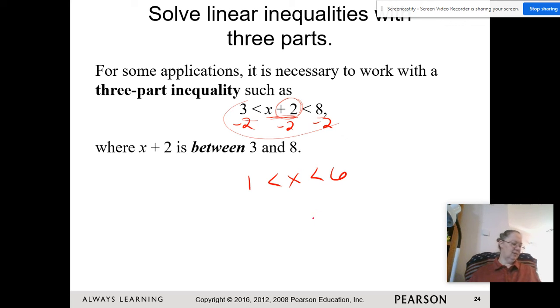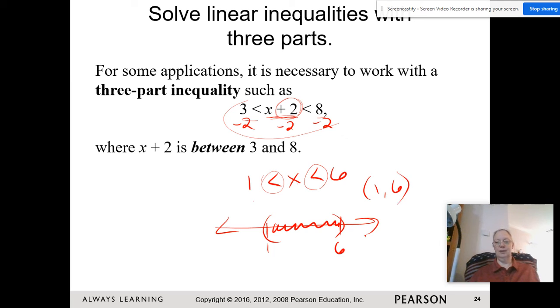Okay, and so if we were to graph this, then we would shade between 1 and 6. We would shade between 1 and 6, parentheses on the 1, parentheses on the 6. Interval notation would look like that.